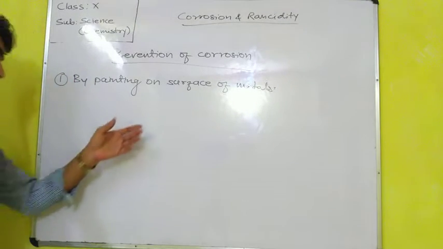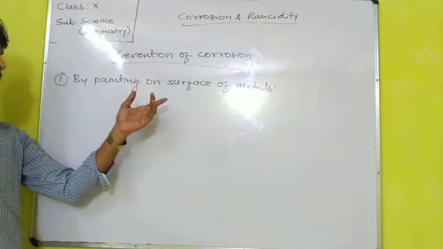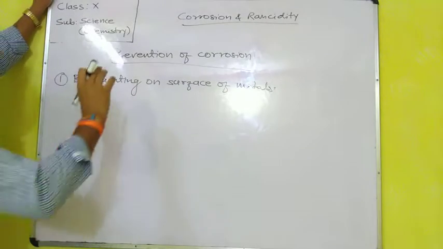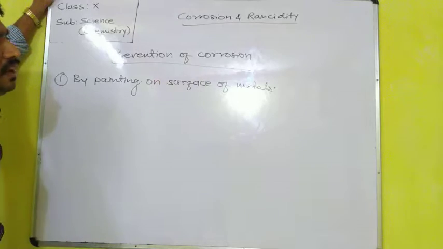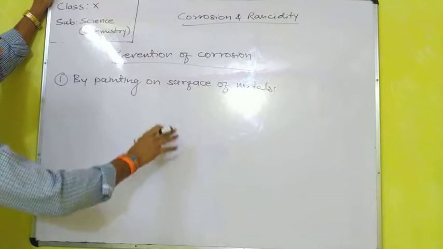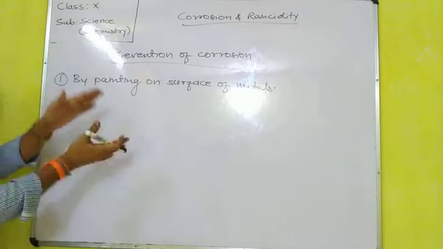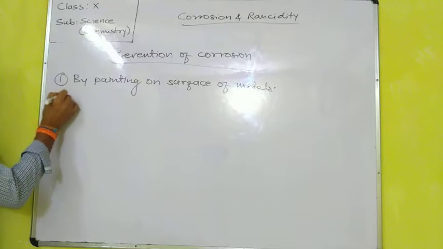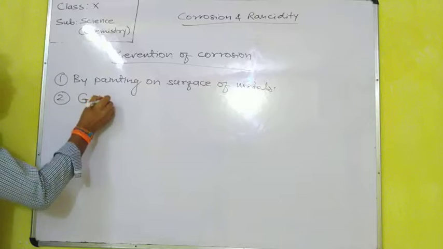Because if we are painting any metal, what happens? It prevents the contact of atmospheric air and water with the metal. So in this way, painting prevents corrosion. Second point, by galvanization. The layer of zinc over iron. Second, that is galvanization.